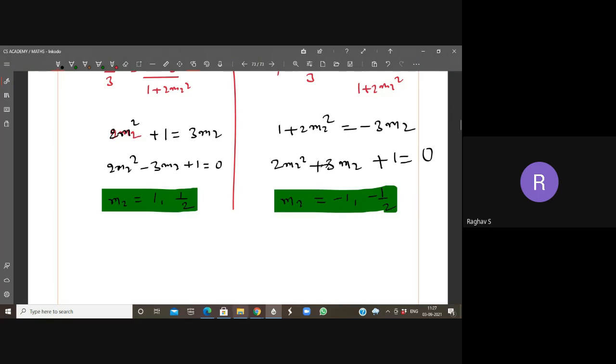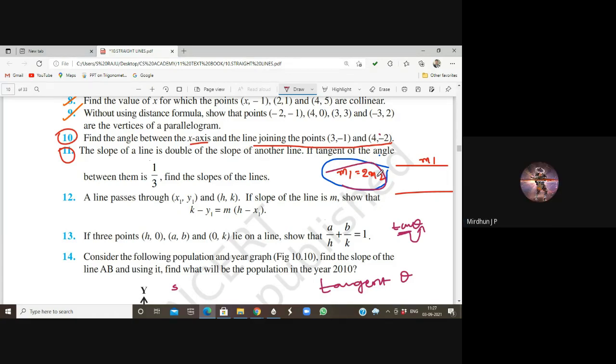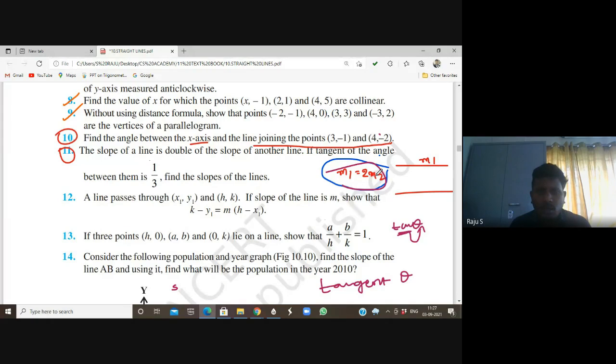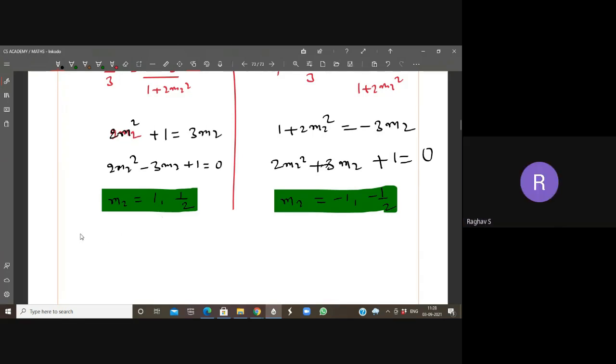See, accordingly, the slope of one line is double the slope of the other. Sir, only 2 slopes we need to do now, but we have got 4 slopes now, sir. Yeah, we may get. The thing is, what are the values we got here? What are the possibilities? Only 1 and 2 required. Whether it may be 1 and 2.